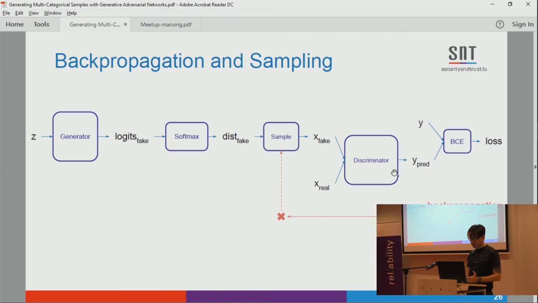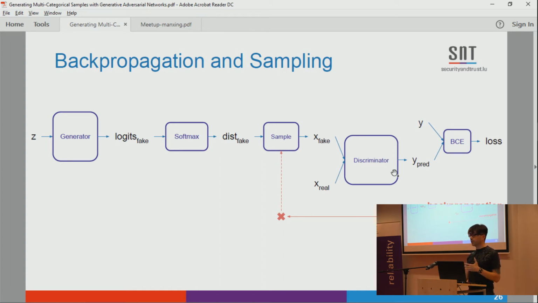The sampling operation is not differentiable. So if I plug the softmax and the sampling, which could be an argmax or other ways of sampling, into a GAN, the backpropagation gets blocked. You cannot backpropagate to the generator, so you cannot make it learn anything. So how can you solve that problem?